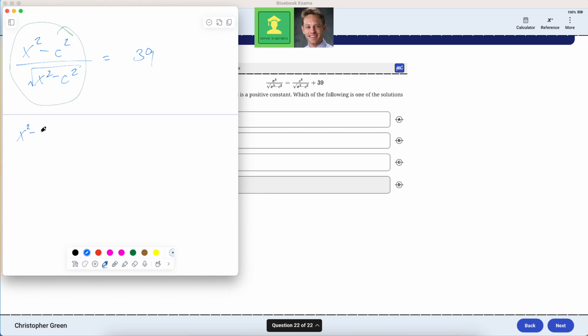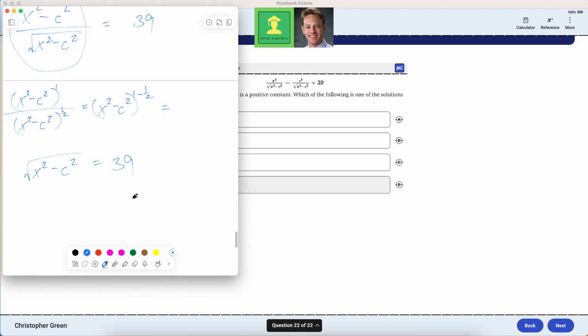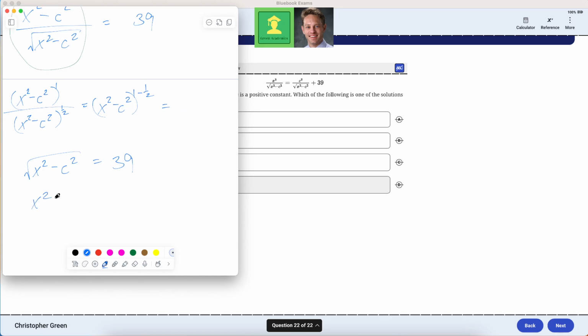It's quantity x squared minus c squared to the first, of course, over quantity x squared minus c squared to the 1/2. Now in that situation, you simply subtract the powers. So this is all to the 1 minus a half, which is of course to the half, which is the same as the root of quantity x squared minus c squared still being equal to 39. And then from here, it's relatively straightforward. You square the entirety of both sides.